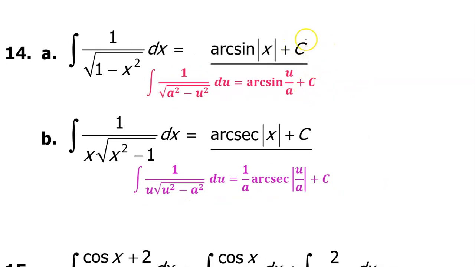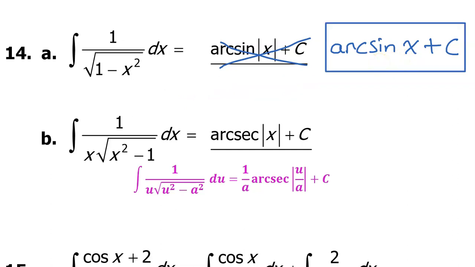So let's cross this out and write arcsine x plus c. Now it's correct. And that is a common mistake. On the other hand, arcsecant does have the absolute value in the formula, so this matches up all the way.